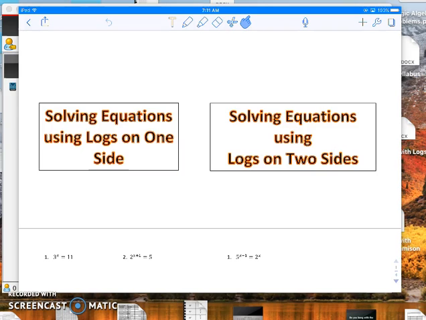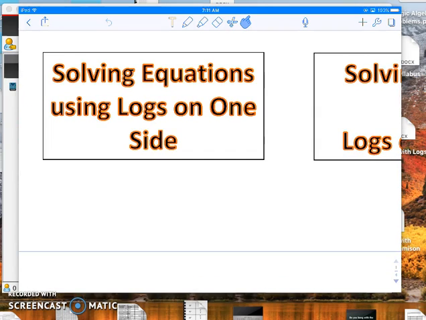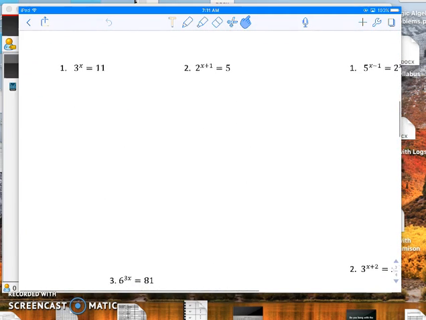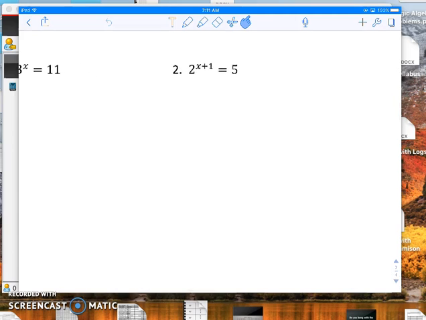Today we're going to take a look at equations using logs. So the first thing we're going to look at is solving equations using logs on one side. Our first problem is 3 to the power of x equals 11.